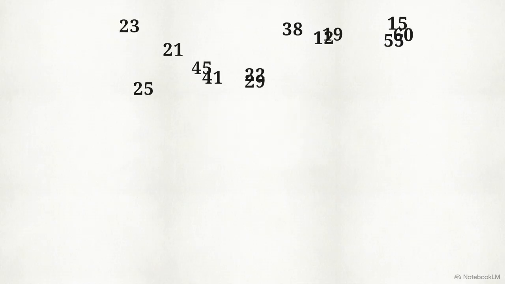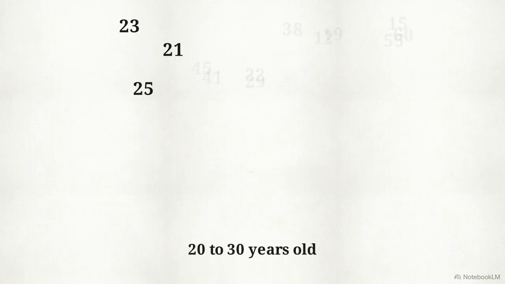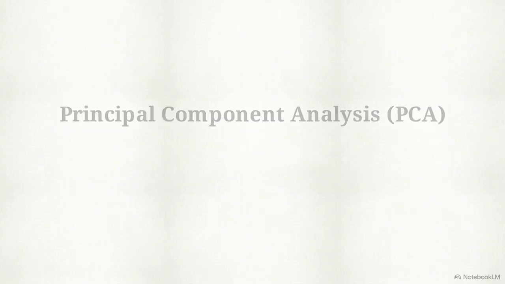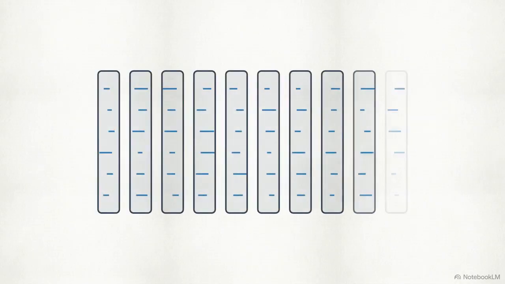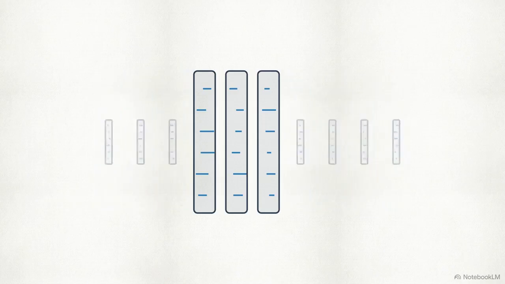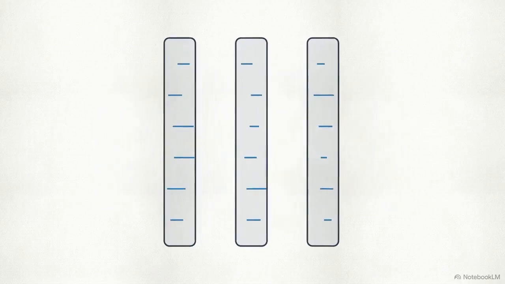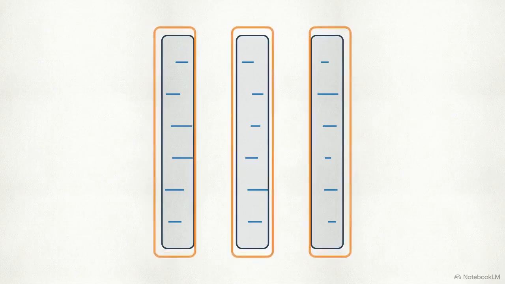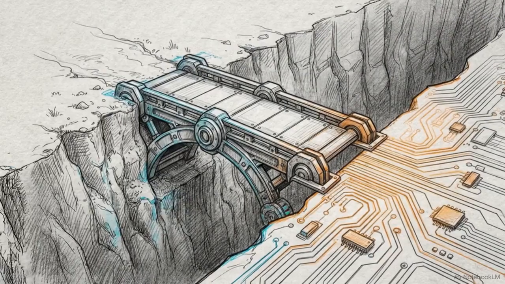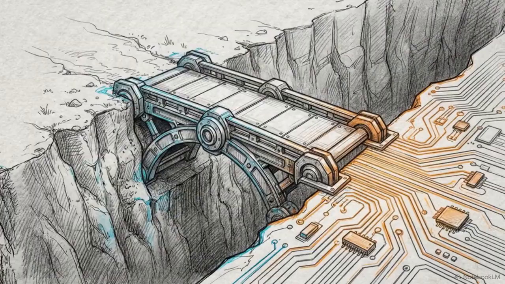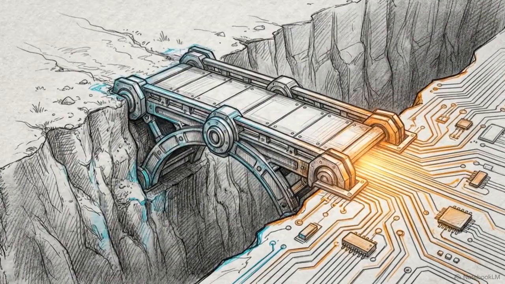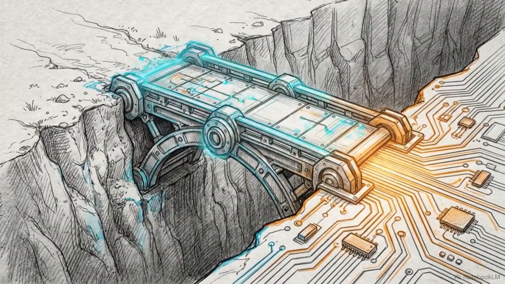Instead of tracking exact ages like 21, 23, and 25, we drop those numbers into a single bucket labeled 20 to 30 years old. Finally, PCA, or Principal Component Analysis. If a recipe has 50 spices, you lose the core flavor. PCA filters out redundant noise from a massive dataset, collapsing it so we can focus only on the features with the biggest impact. Feature engineering is the bridge. It translates our human-readable information into a clean, mathematical format that a machine can actually learn from.